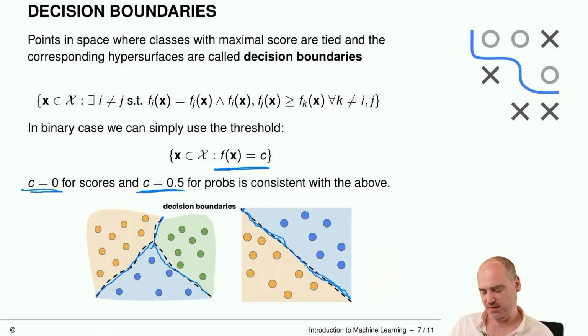For the multi-class case, it's a little bit more tedious to write down, but the concept itself is very clear. For a point to be on a decision boundary between two classes, i and j, it would be all of the points where the score is the same for these two classes, and all of the other scores are less than the scores for these two classes. That exactly means we are not sure how to compute the argmax operation, so to speak. There are at least two possible answers for the argmax at that point.